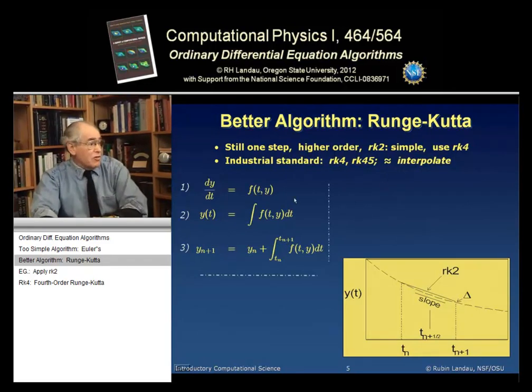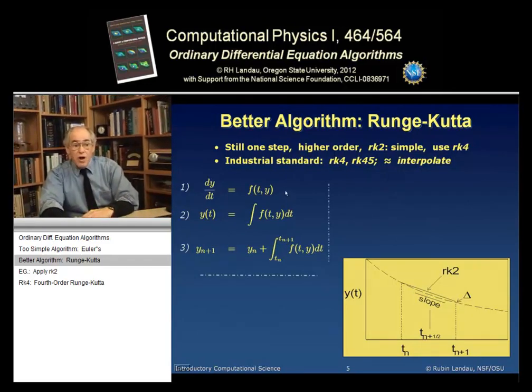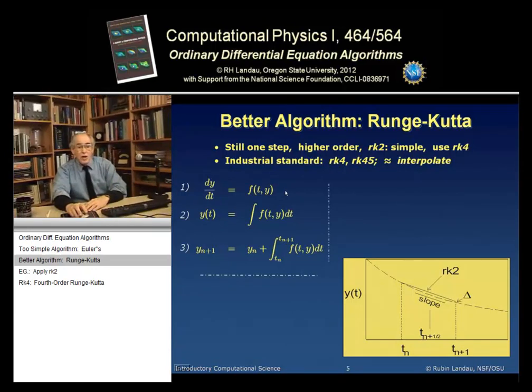What are they? Equation 1 is the problem we're trying to solve. We want to integrate a differential equation. Equation 2 gives you the formal solution, no approximations. We love it. So y of t is just the integral of f over time. That's an indefinite integral. If we want to calculate how much the solution changes from step y sub n to step y sub n plus 1, one small step at a time, we can just perform the integration from time t sub n to time t sub n plus 1. So this is the exact solution.